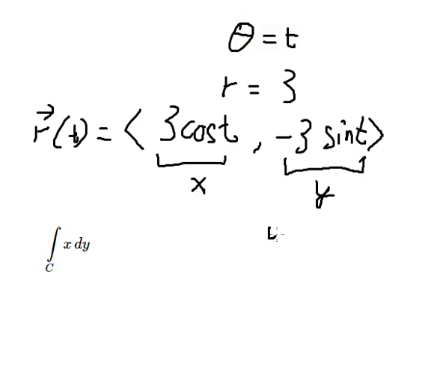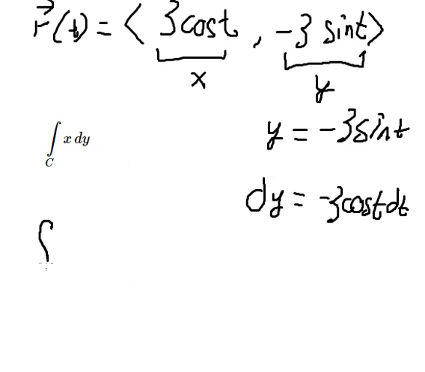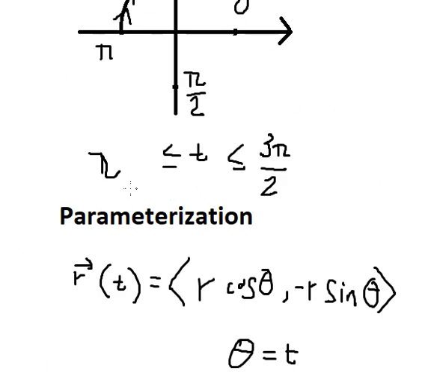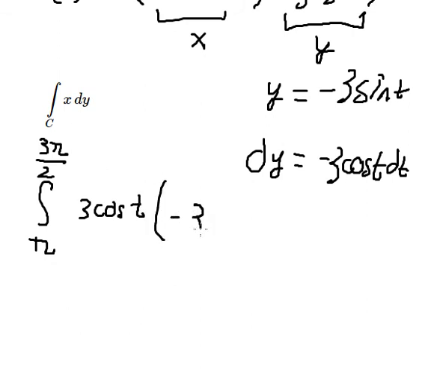To find dy in here, we need to do first the derivative for both sides. And we have negative 3 cosine t dt. About C, we have t from π to 3π over 2. x, we have 3 cosine t. dy, we have negative 3 cosine t dt.